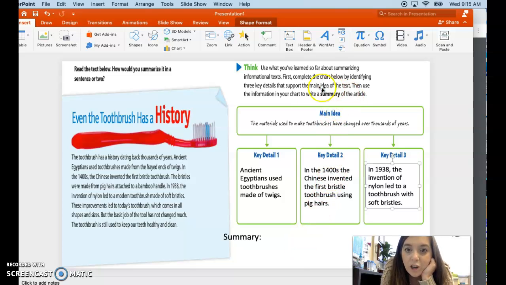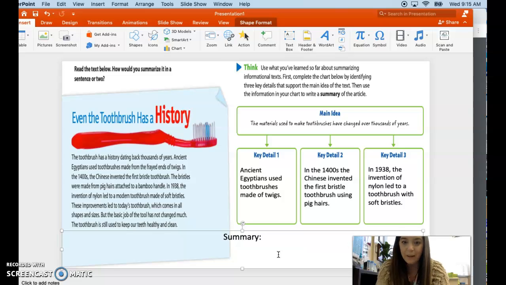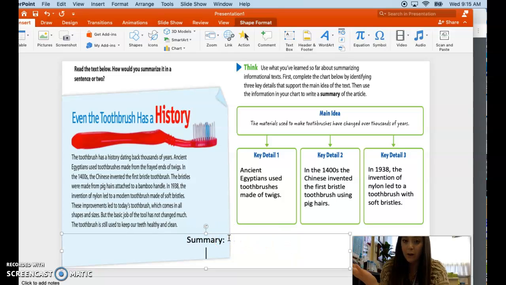So after we fill in the chart, it says use the information in your chart to create a summary of the article. Now remember, a summary is a couple of sentences, a few sentences that just share the most important facts of the article. And it says put it in your own words. So I'm going to think about this and let's write a summary, okay? So I'm going to say that let's say that we've got to put what's important about this article.